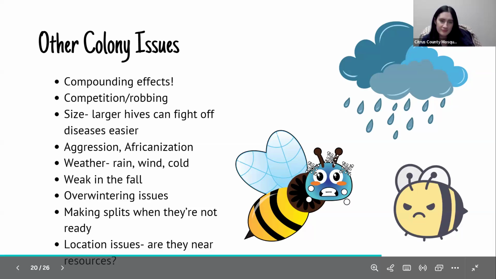And then location issues. Are they near resources? Are you near a flower bed or a garden, or somewhere where they're not going to have very many resources? If you're not, then you need to supplement those things. But if they're near resources, that will definitely help them do better.